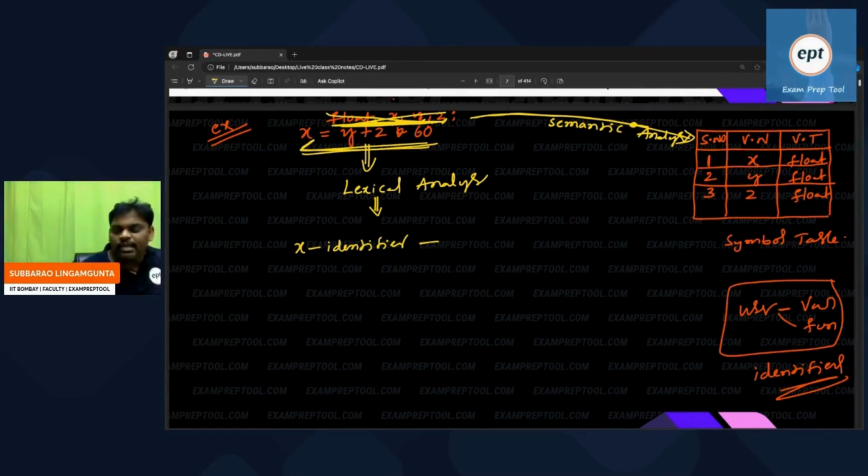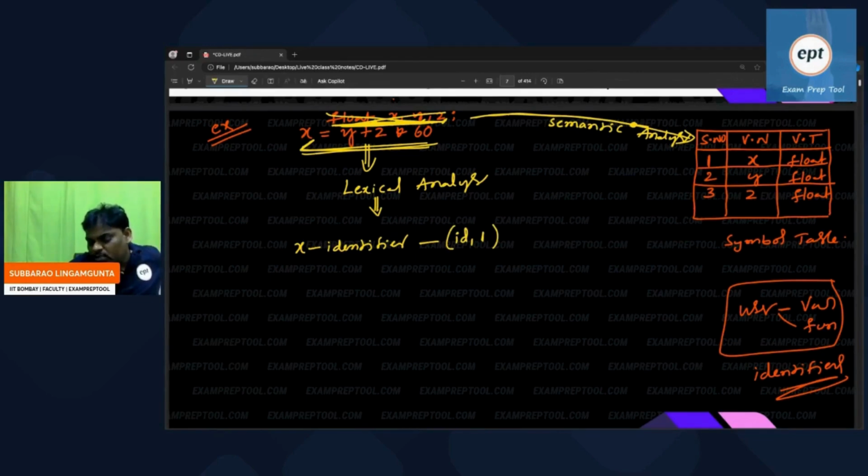So the lexical analyzer will inform X, "Hello X, you said that you are an identifier. You should be there in the symbol table. I verified also. You are there in the symbol table, first row." Then he will say, "From now onwards, if anyone asks you, my request to you is, please give this token number. This is your token."